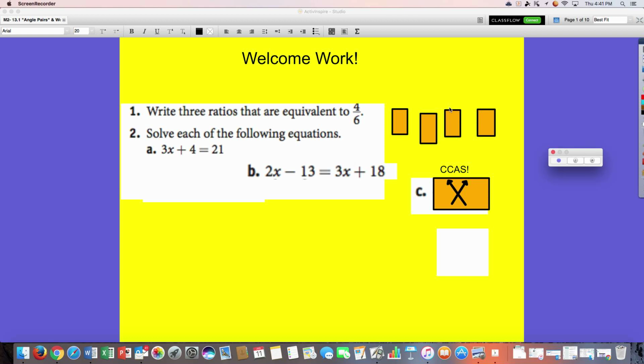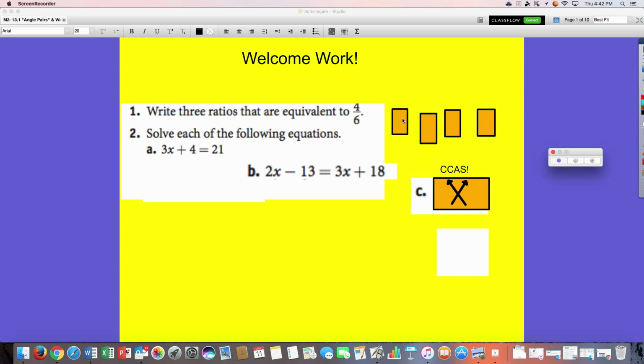Welcome back, math fans. Let's go over our welcome work first. Hopefully you've already completed that. If you haven't, I'd click pause right now and make sure you finish it first. Number one says write three ratios, remember ratio means fraction, that are equivalent to 4/6.